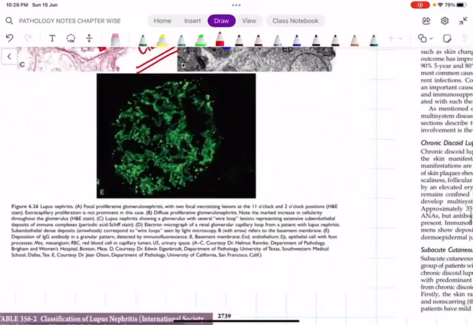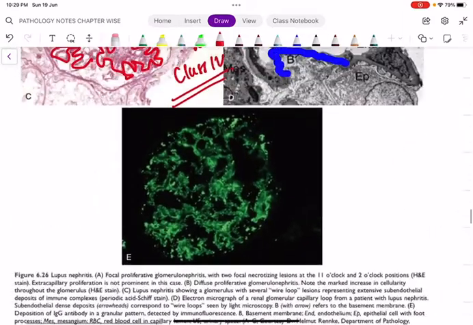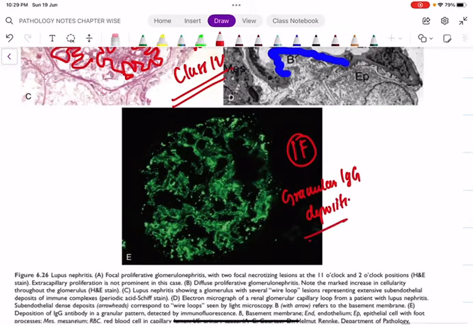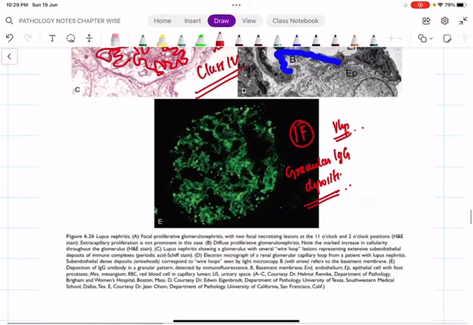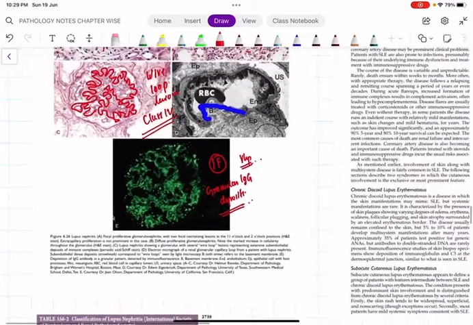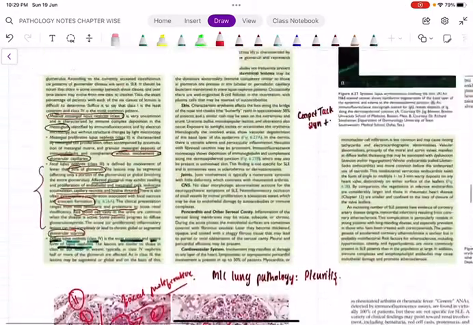Then what else? This is an immunofluorescence picture. You can see granular deposits. Granular immunoglobulin G deposits, granular IgG deposits. Don't worry much about it, because immunofluorescence, everything, we will see once again in renal pathology. So just remember this.